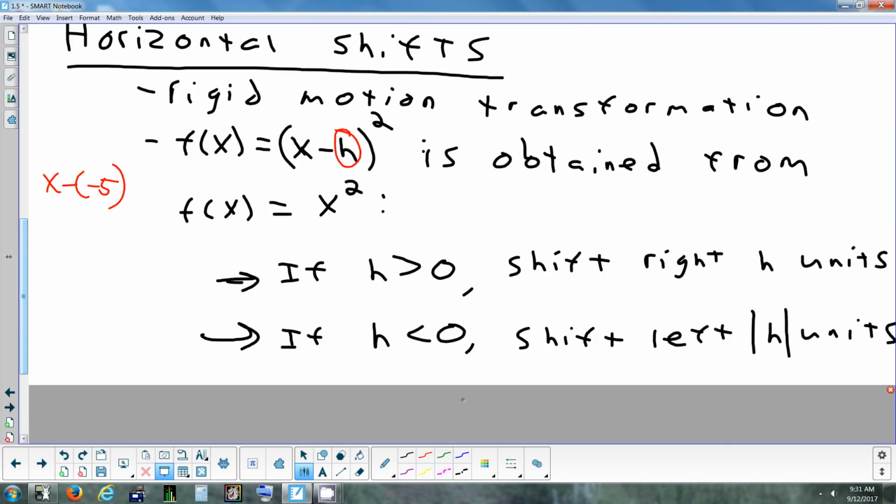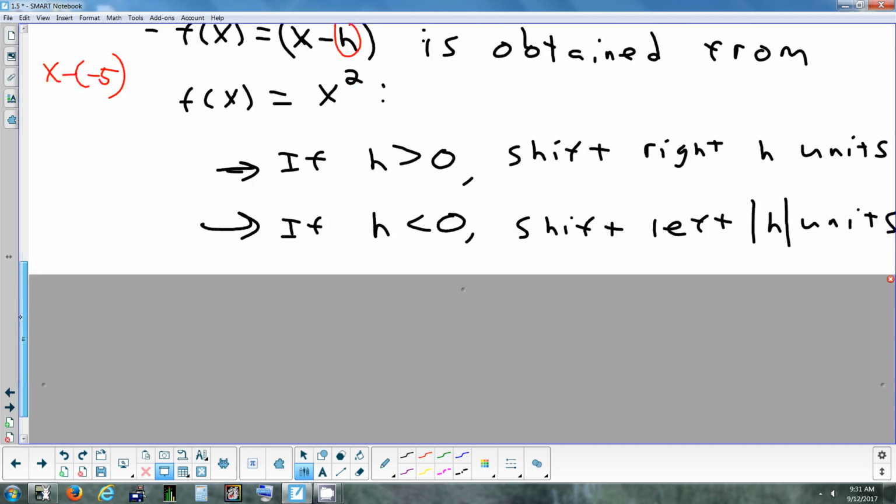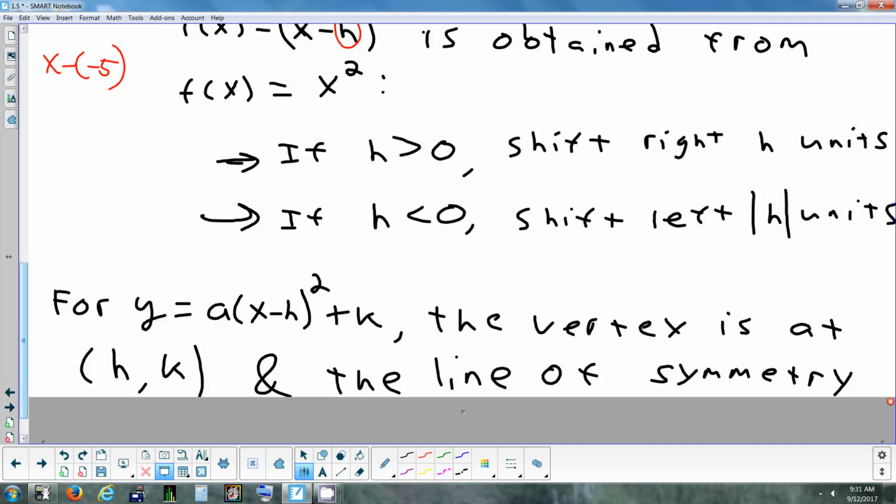Okay, so we've looked at how to shift it up and down, how to shift it left and right, and how to stretch it up and down. The only thing we haven't looked at is stretching left and right, and that's not something we look at really with parabolas. Okay, so that's most of what we're going to need to know.